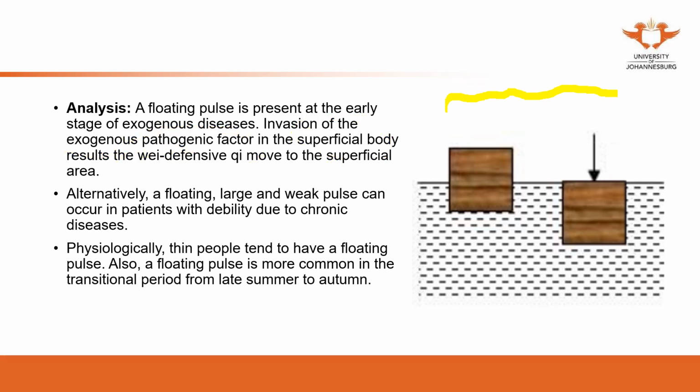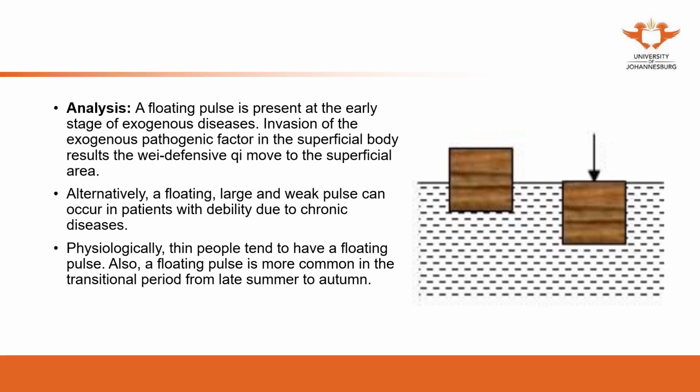So those are the indications of the superficial floating pulse. A floating pulse, a large and weak pulse, may occur in a patient with debilities due to chronic diseases. Why does a floating, large and weak pulse indicate the debilities due to chronic diseases?